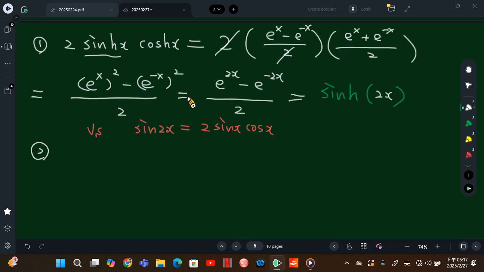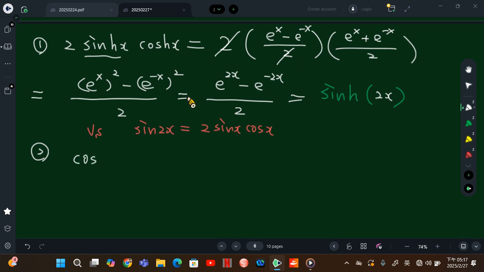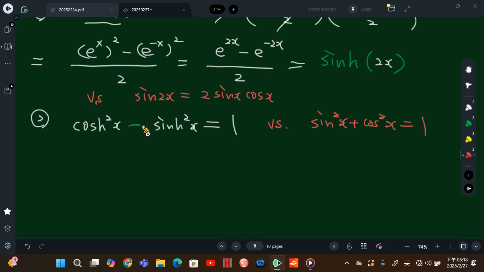So I also did some relationships for you that you can also find: hyperbolic cosine square x minus hyperbolic sine square x is equal to 1. Do you remember we also have sine square x plus cosine square x, it will be 1. So a little bit different, right? Here is minus, but here is addition. They are different. But you can see this is for hyperbolic functions, but this is for trigonometric functions.